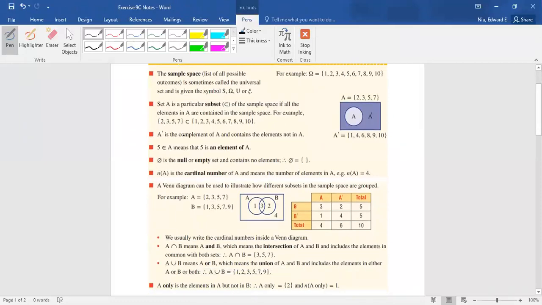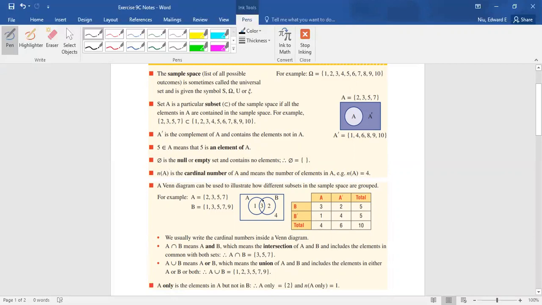A dash is the complement, so all the elements that's not contained in A is what we call the complement. Again, we'll take a look at some examples later on. 5 is an element of A, meaning 5 is one of the numbers in set A. 0 with a dash through it means null or empty set, and there are no elements within that set. N with the brackets just means the number of.